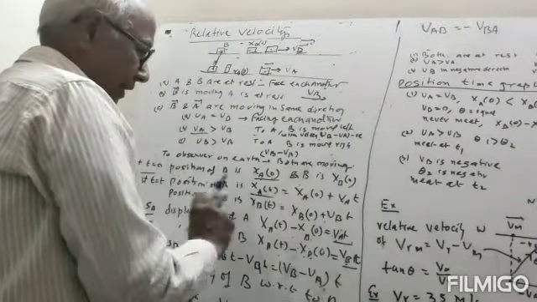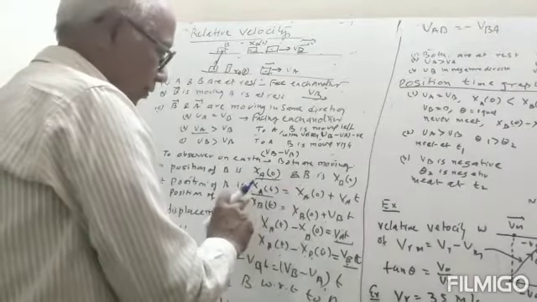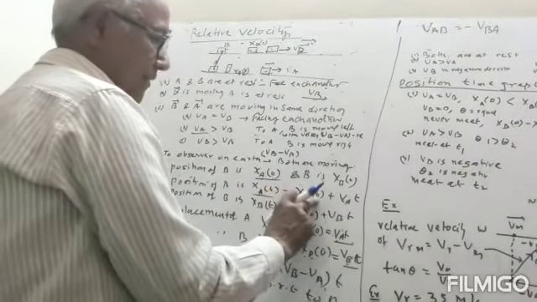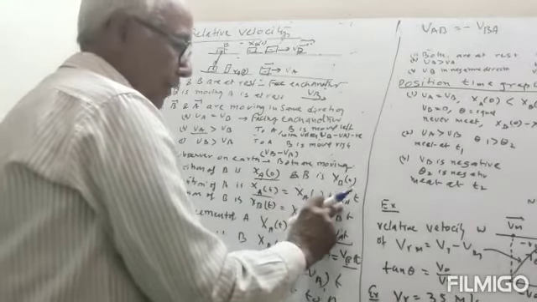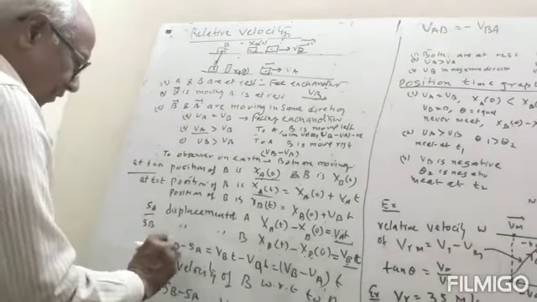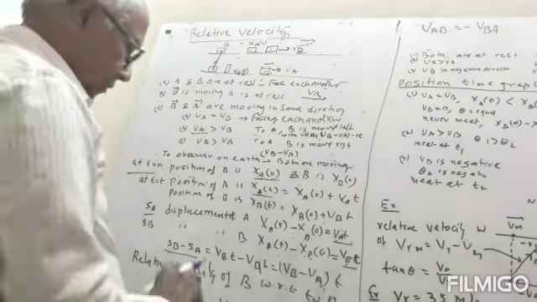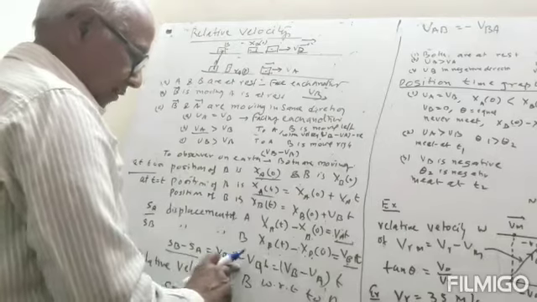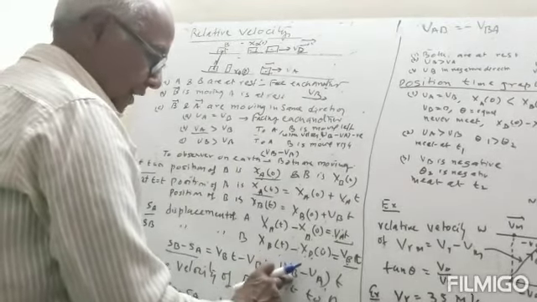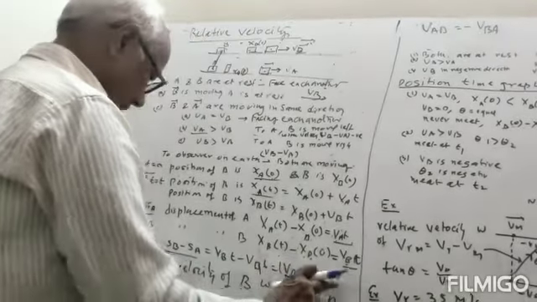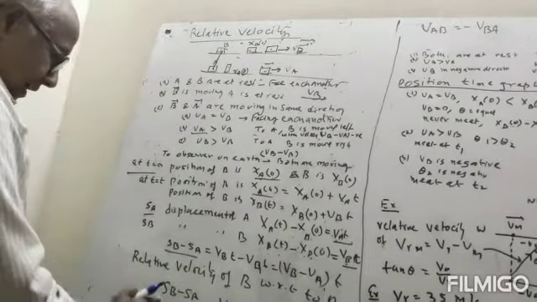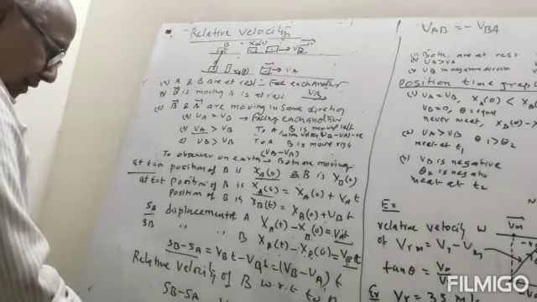Similarly, SB, the displacement, will be equal to xB minus xB0, which will be equal to VB into t. So SB minus SA will be equal to VBt minus VAt, or (VB minus VA) into t. So the relative velocity we can find as (SB minus SA) by t.